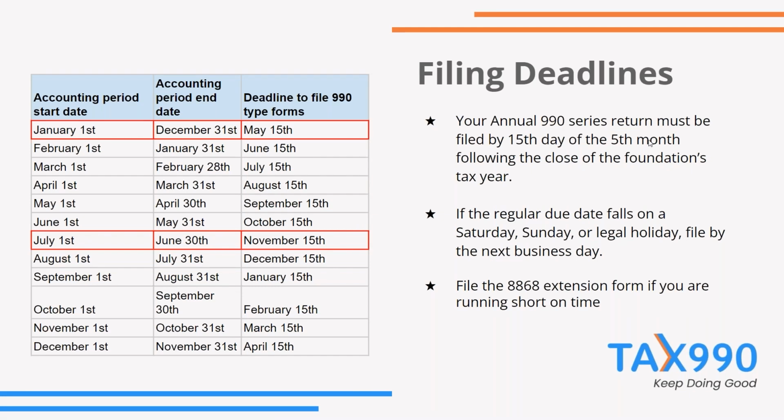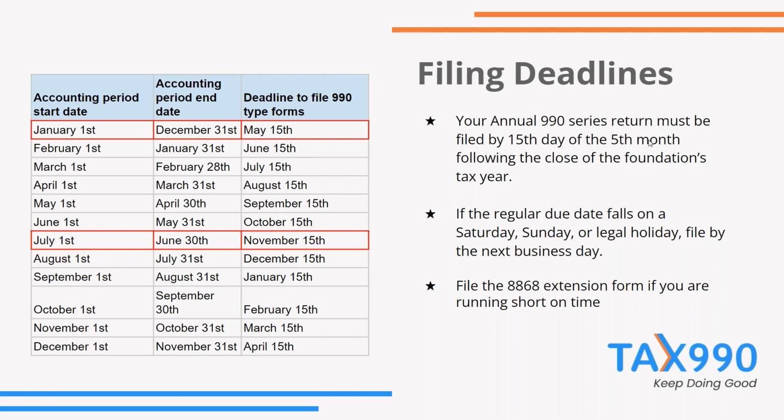So the 990 series return deadlines are based on the organization's tax year. Your annual 990 series return must be filed by the 15th day of the 5th month following the end of the organization's tax year. Right now, we're focusing on the November 15th deadline. If the 15th of the month falls on a weekend or federal holiday, the deadline is moved to the next business day.